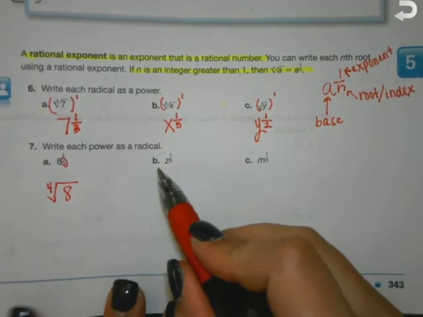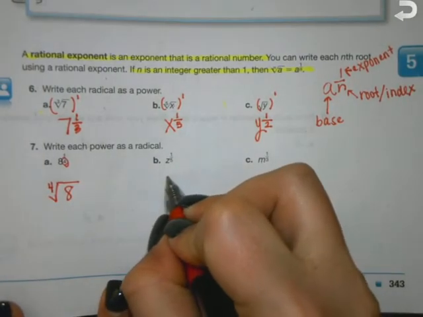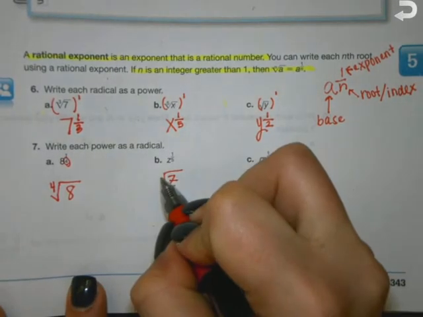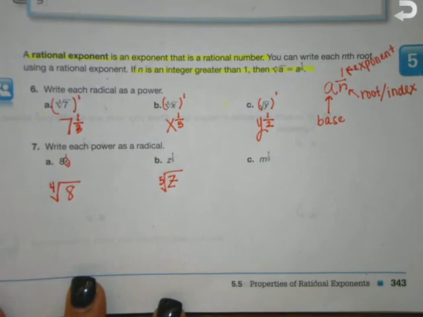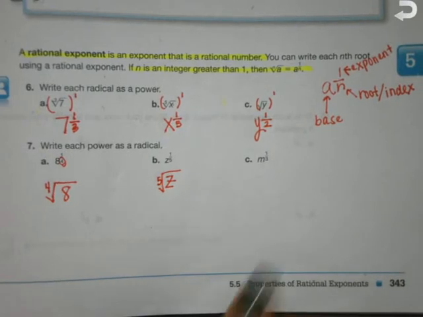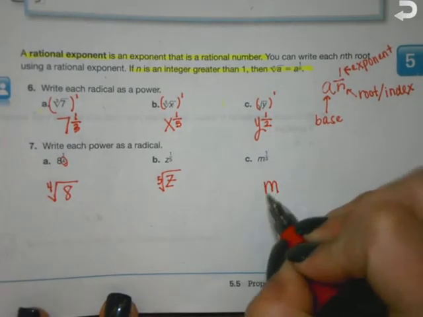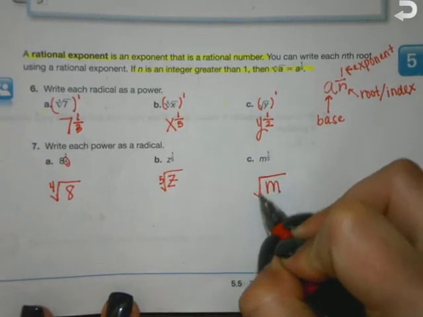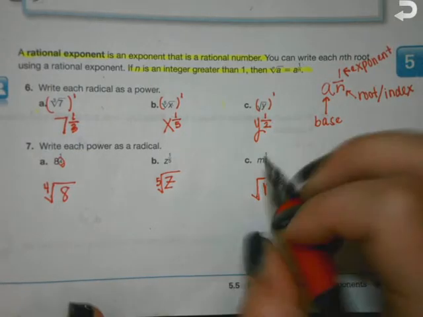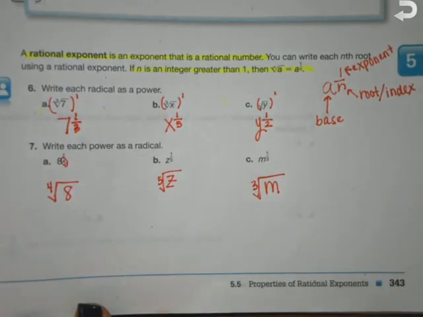Let's look at B. What's the base in that one? Z. What type of radical am I taking? A 5th root. So this is the 5th root of Z. What's the exponent? 1. So we don't have to write it. C. What is the base of that one? M. Radical. What is my exponent? 1. So do I have to write it? No. What root am I taking? 3rd. So that is the 3rd root of M.